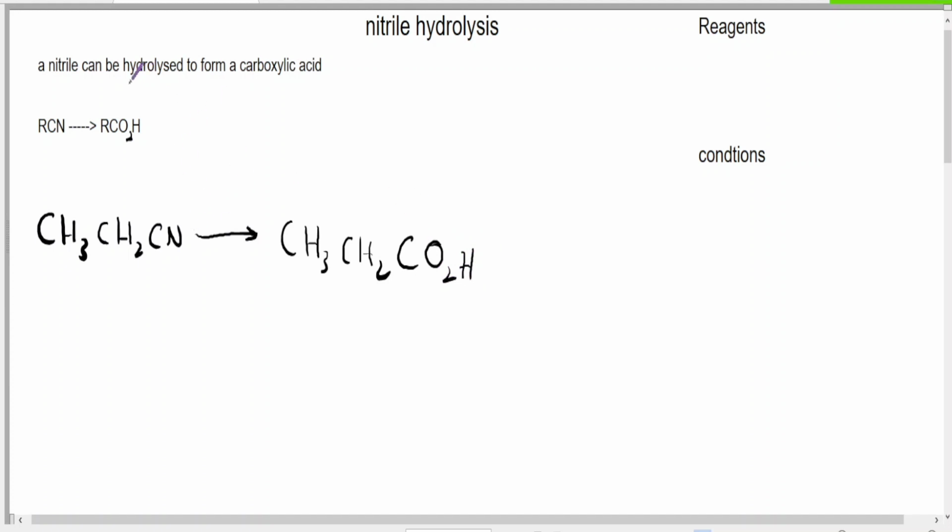Now hydrolysis, remember, can only occur when you have water, right? So the reagent for this reaction is HCl, and it should be dilute. Why should it be dilute? Because again, you need water as well to hydrolyze. So dilute HCl, and the condition is that you heat under reflux.